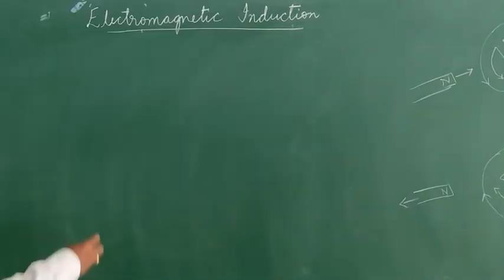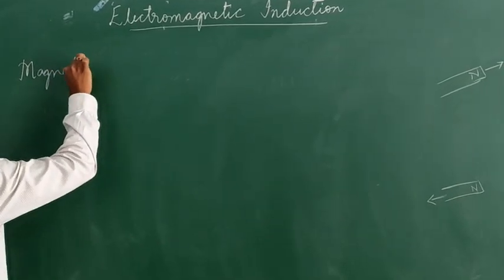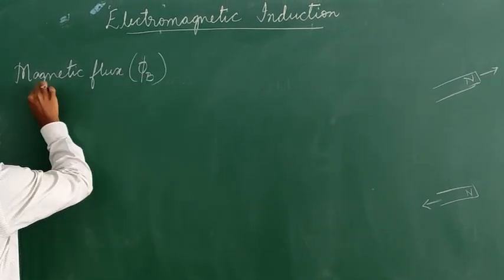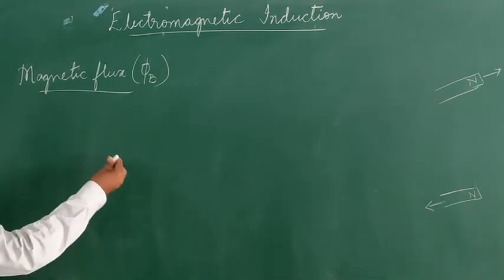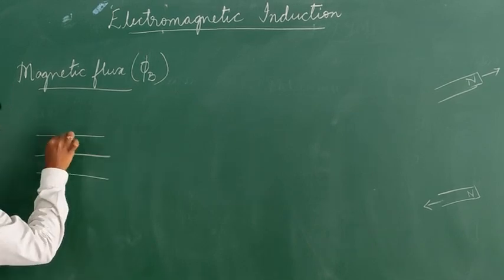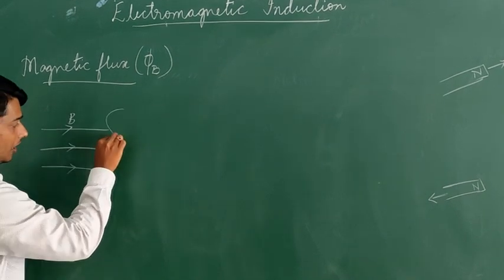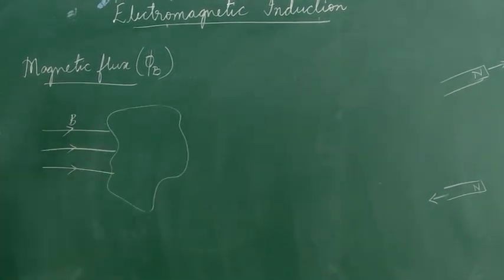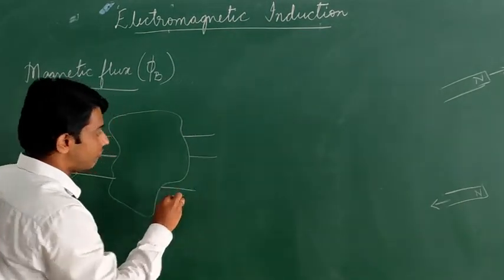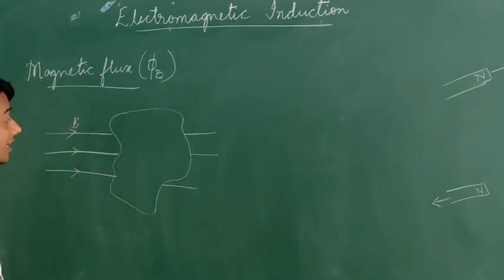I think this is magnetic flux. So magnetic flux is the number of magnetic field lines. These are the magnetic field lines passing through a particular area which is held perpendicular to the flow. Which is held perpendicular to the flow is known as magnetic flux.